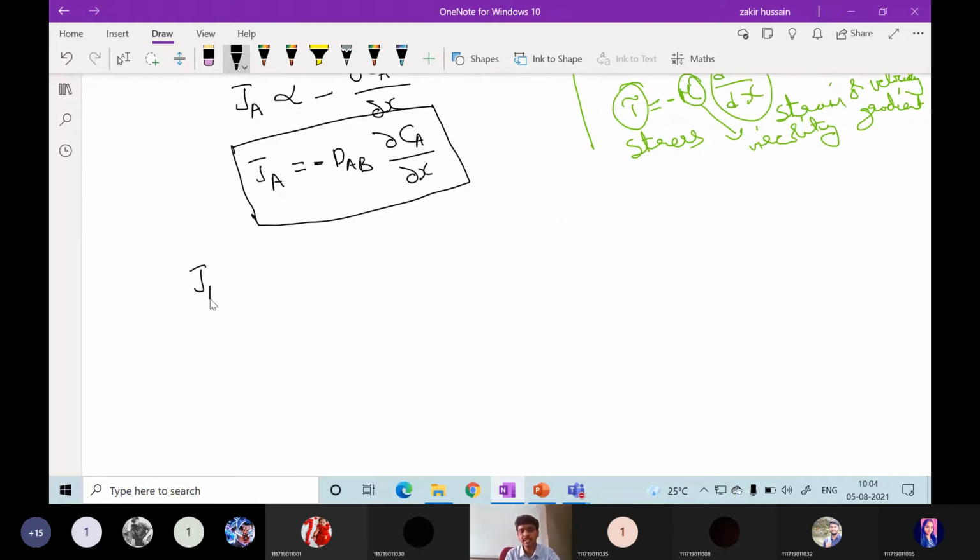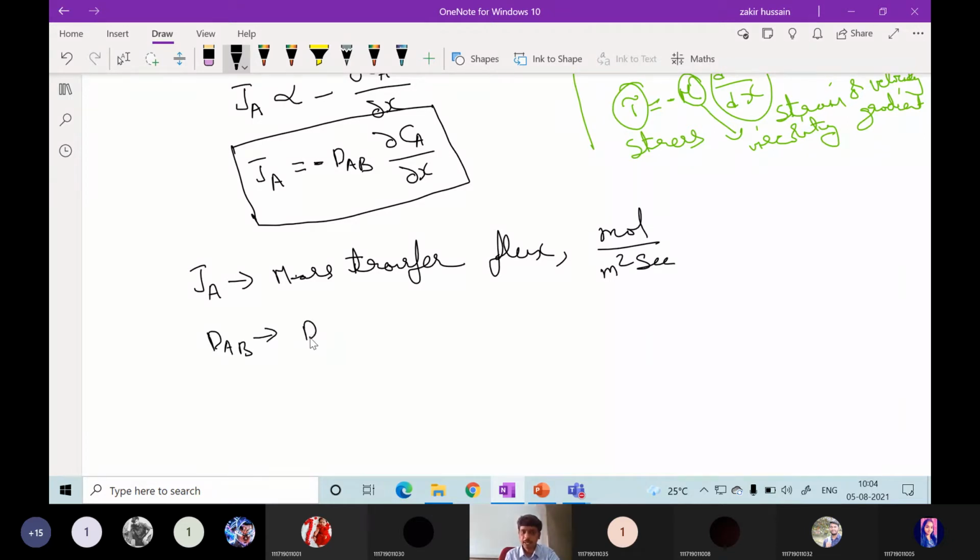So this JA is the mass transfer flux, whose units are mole per meter square second. Then DAB is the diffusivity, or simply we can say the diffusion coefficient.